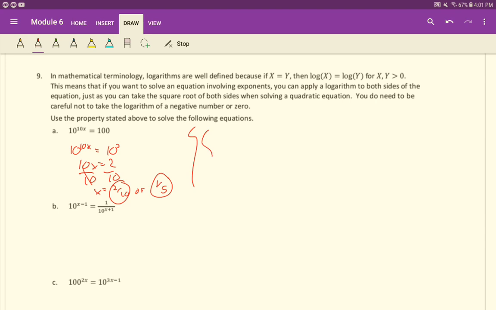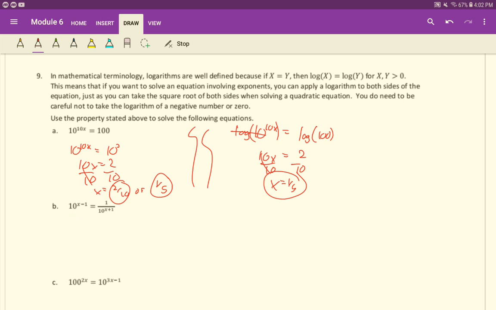Now with logarithms though, we take the log of the left-hand side and the log of the right-hand side. We can use our properties here. The log and the 10 cancel, and we're left with 10x. And log of 100 is 2. And again, we divide both sides by 10. And x is 1/5 or 2/10 again, right? So it's the same answer.